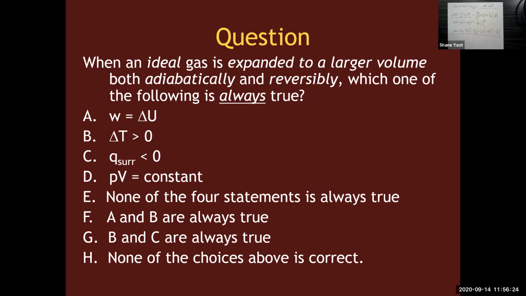D here, pressure times volume is equal to a constant. Nope, that's not true. Pressure times volume is not equal to a constant because the temperature changes. Pressure times volume to the gamma power ends up equaling a constant, but not P times V itself. And so only A is always true. The answer here is A.